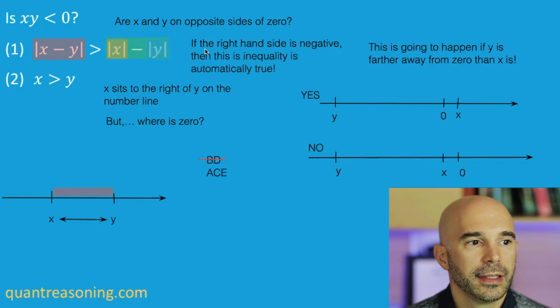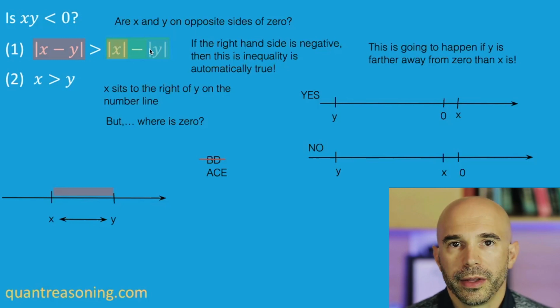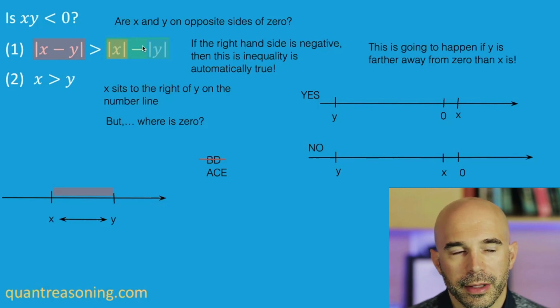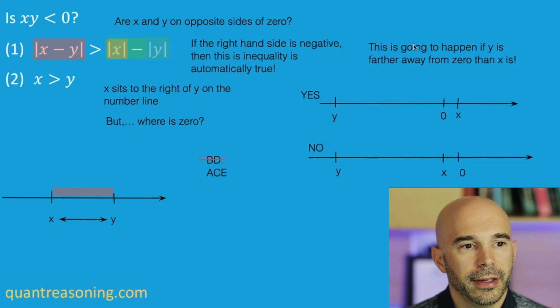And then we made an inference that any scenario where the right-hand side is negative would be allowed by the statement, because something that's not negative is always greater than something that is negative. And then we made the inference that this would be negative in the situations in which y is farther away from 0 than x is.